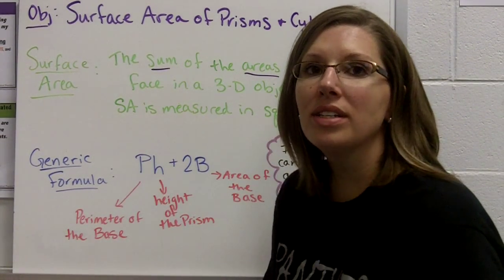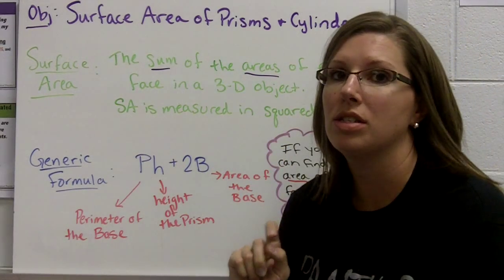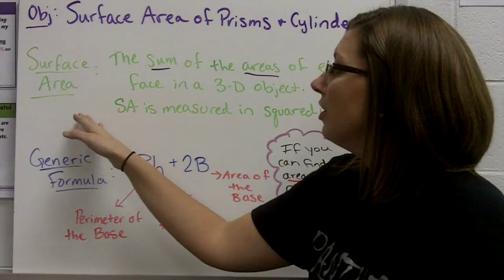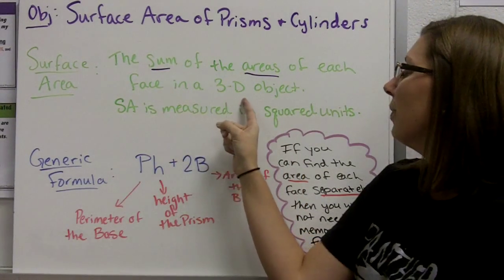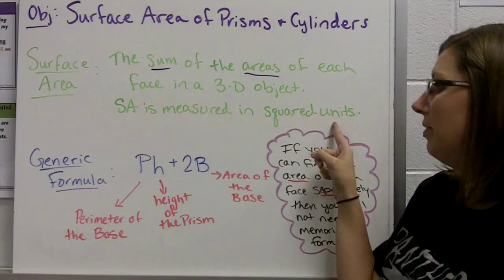Okay guys, today we're going to talk about finding the surface area of prisms and cylinders. This is a little bit harder than finding the volume. The surface area is the sum of the areas of each face in a 3D object. Surface area is measured in squared units.